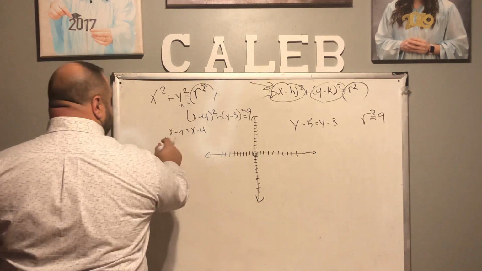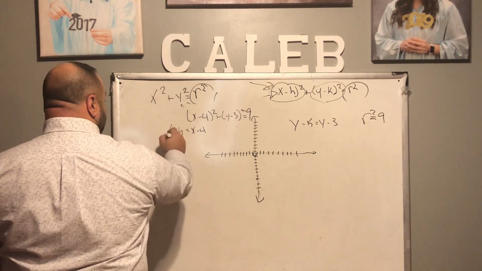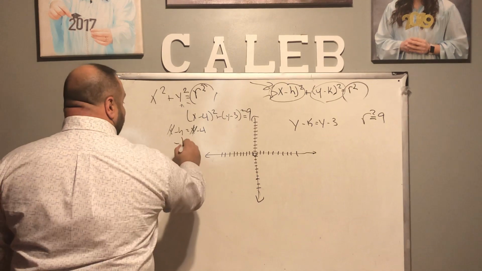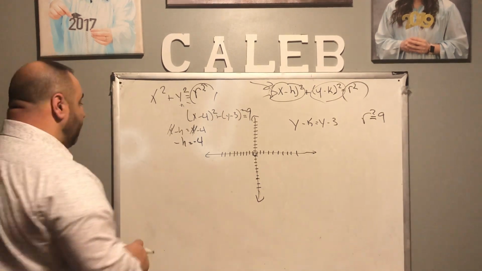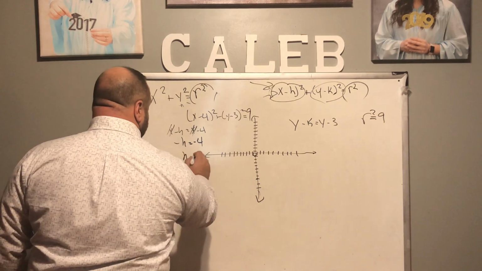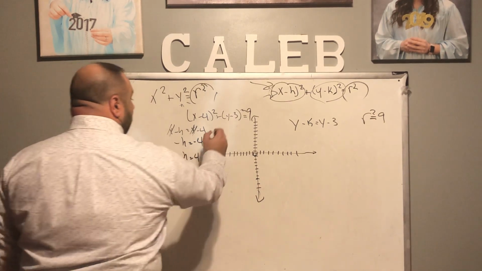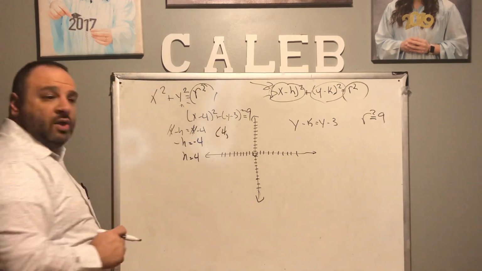So let's find the center, and then let's find the radius. So x minus h, again, the x's are on both sides of the equal sign. I'm just going to simply cross those out. So negative h equals negative 4. I don't want to have a negative coefficient, so I'm going to multiply by negative 1. So h equals 4. Okay, so that's the first part of our center.